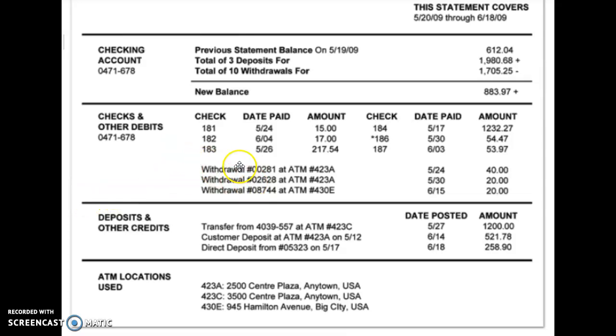Checks and other debits. So these are check numbers that were deposited into or withdrawn or written out of the account. Actually, these would be added to the account. So these are check numbers that were deposited into the account. These were the dates that they were deposited, the amount, and same here, check number, date, and amount. And these are withdrawals from the ATM, so you can see the dates and the amounts there.